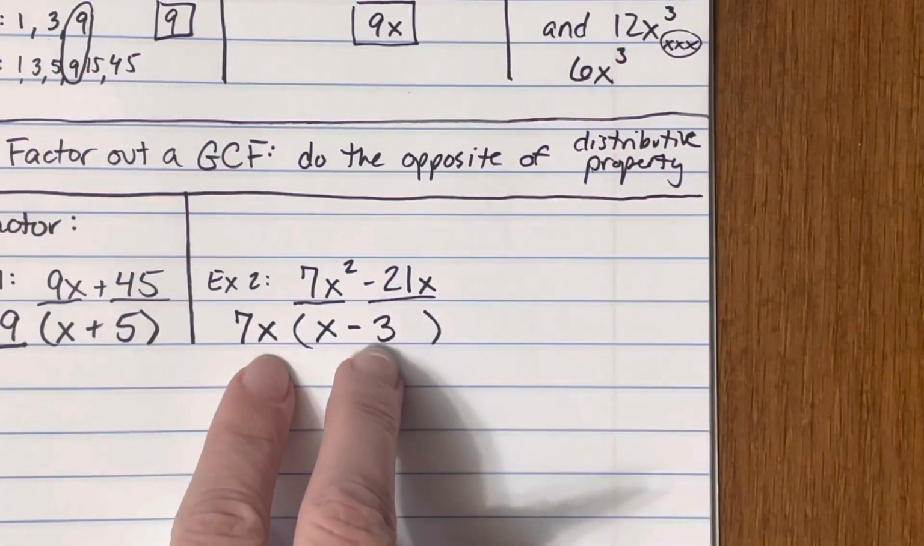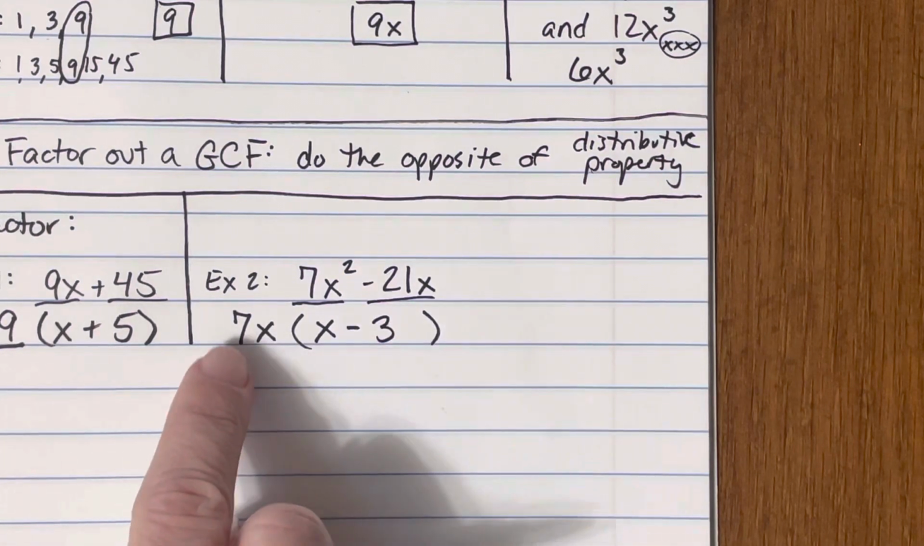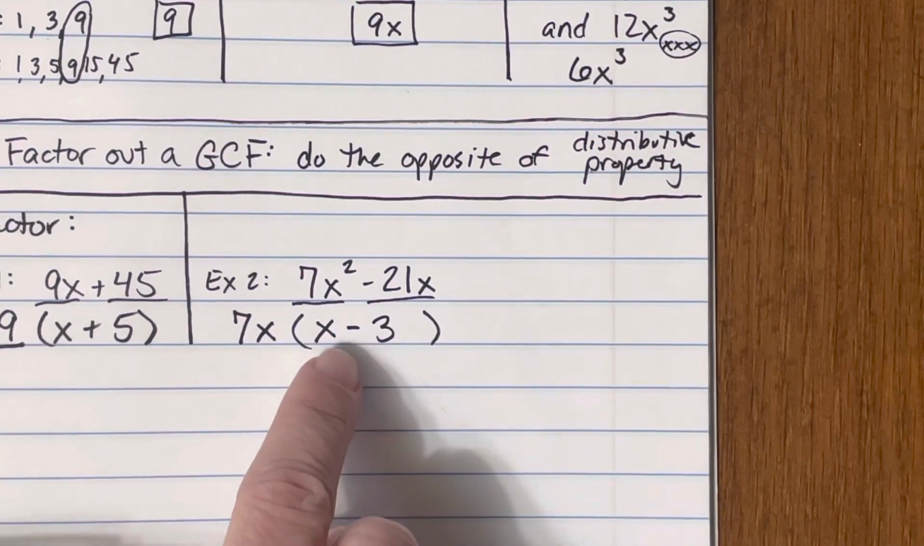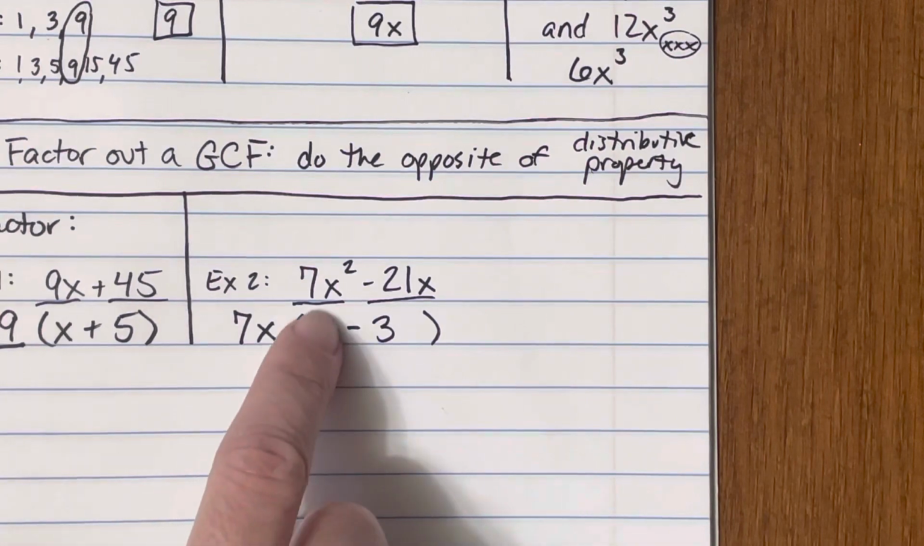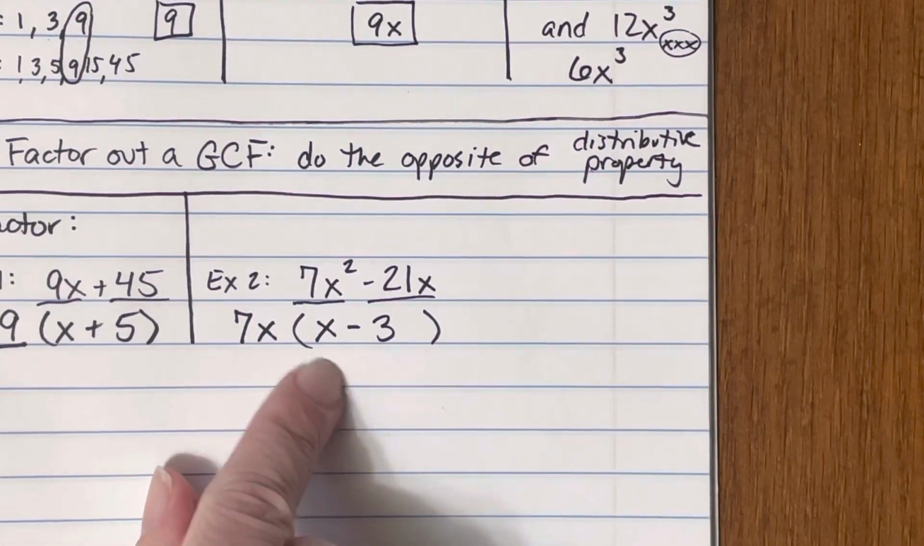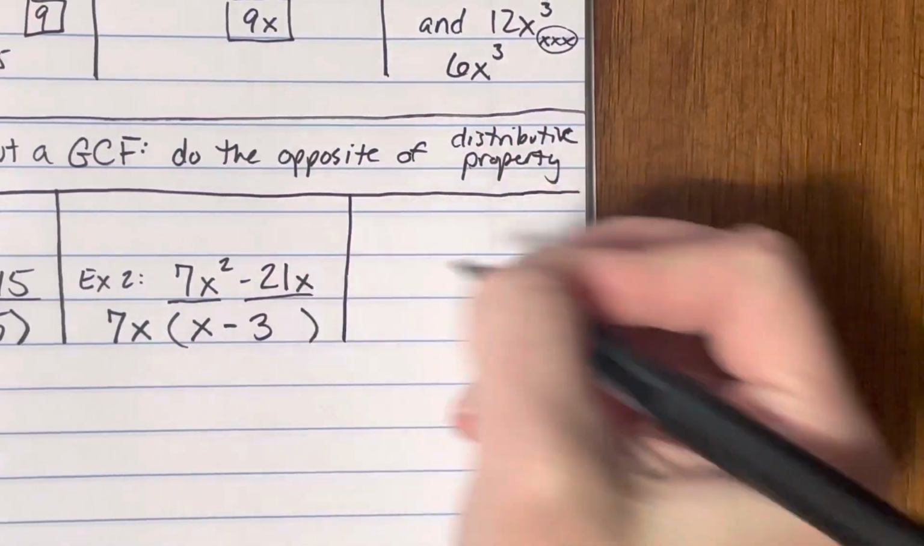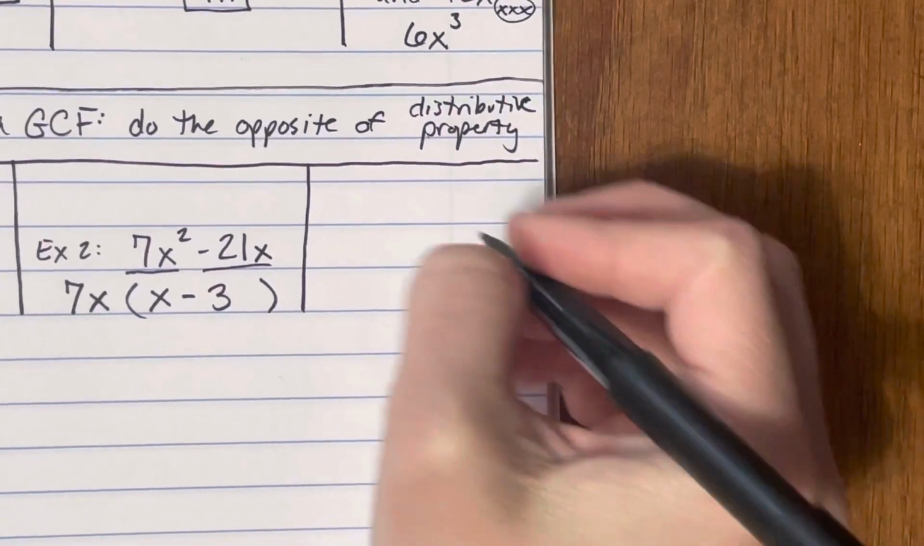And so the two things that we multiplied together to get 7x squared minus 21x would be 7x times the binomial x minus 3. That's what we mean again by working backwards, redistributing to make sure you get this answer, but taking out a greatest common factor to set it in front. The opposite of the distributive property. All right, let's do one more of these.